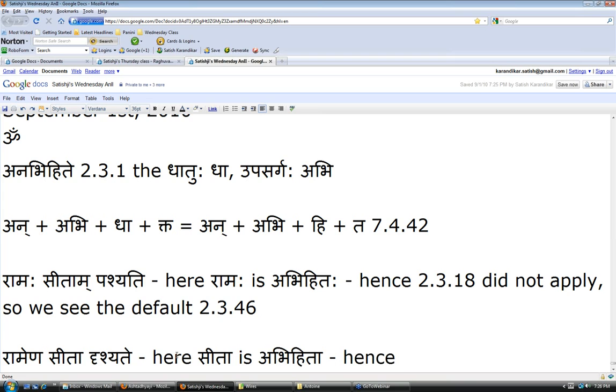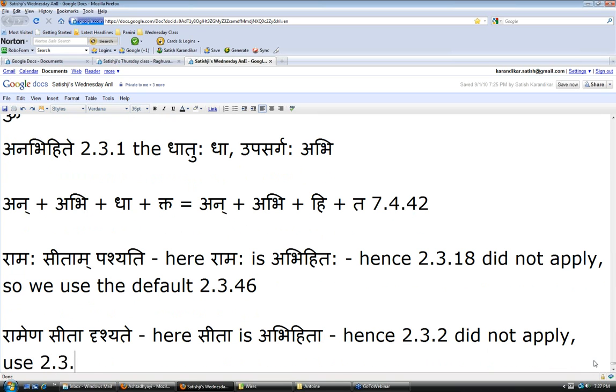So that which is karma will take dvitiya, but only if it is anabhihite. If it becomes abhihita, it still has karma sanjna. That is not lost. Sita is still the karma, but she is going to take the prathama vibhakti now because she became abhihita. Hence the 2.3.2 karmani dvitiya did not apply, and we again default to the 2.3.46. So the same thing, we use 2.3.46 again. So this is a general rule.